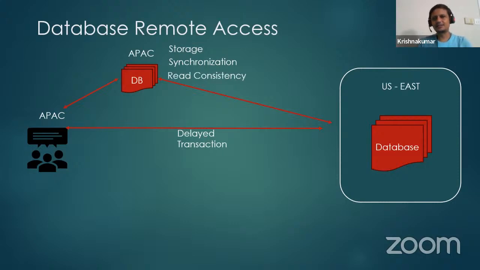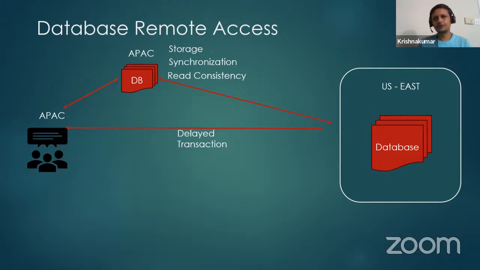When I say read consistency, the data at any point of SCN should be similar to the production database. So these are the few challenges we have when we think about having a replication of your data from the production database to APAC location. Okay, I'm not covering the Data Guard.